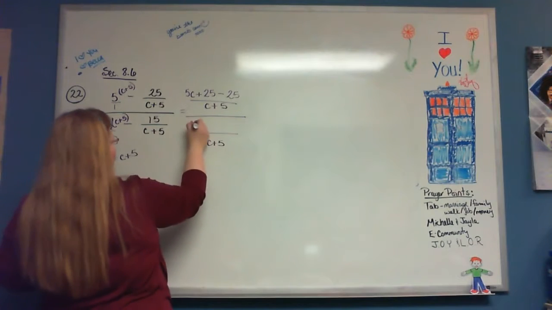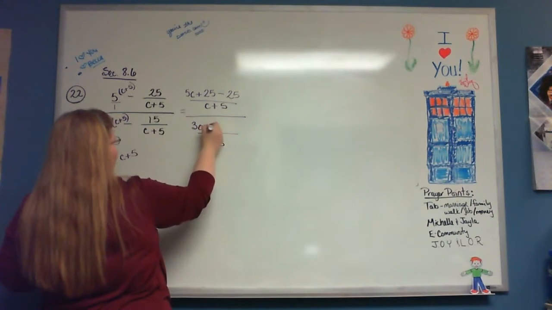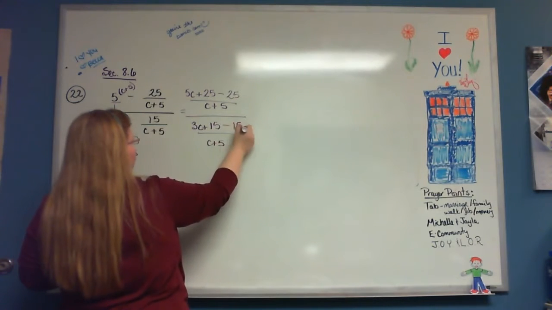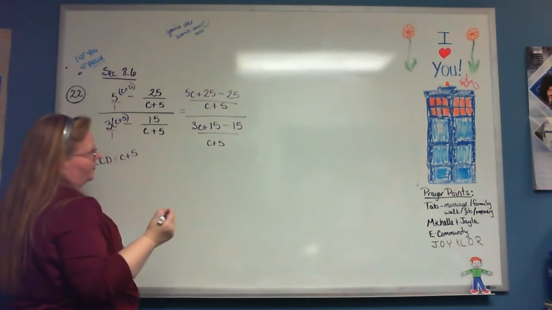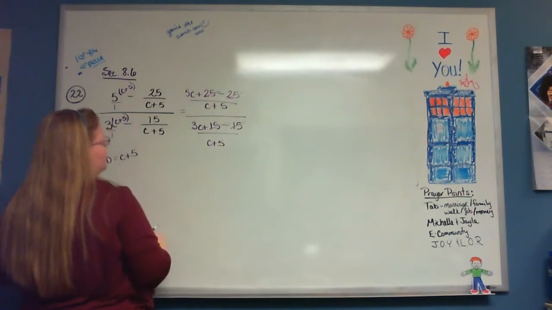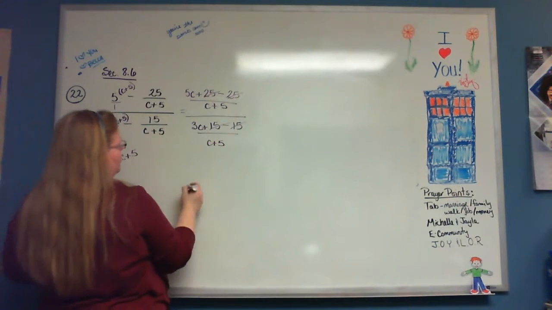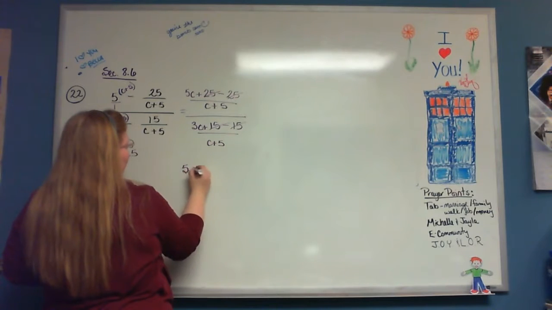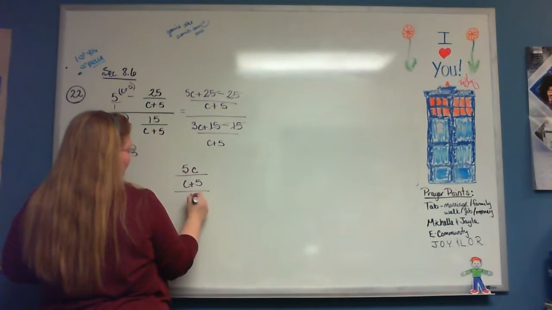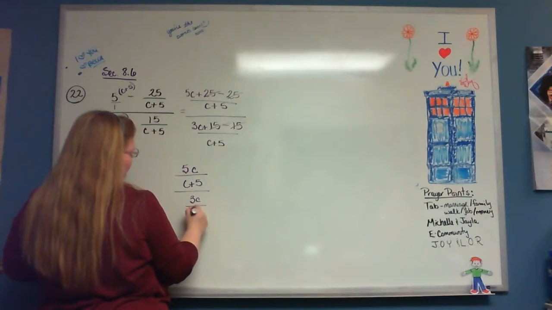Which is going to give me a 3C plus 15 minus a 15. Now, I know you caught this, right? 25s cancel out, 15s cancel each other out, which leaves you with 5C over, that's not a C, C plus 5 over 3C over C plus 5.